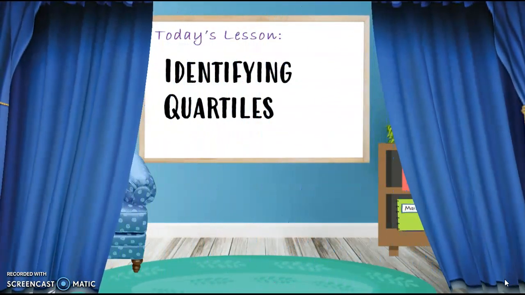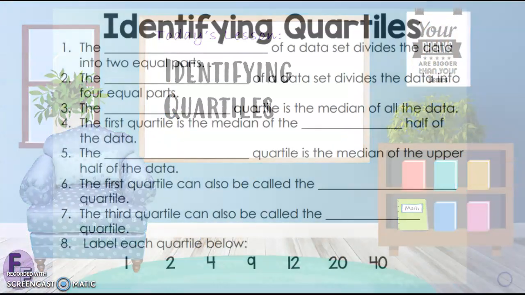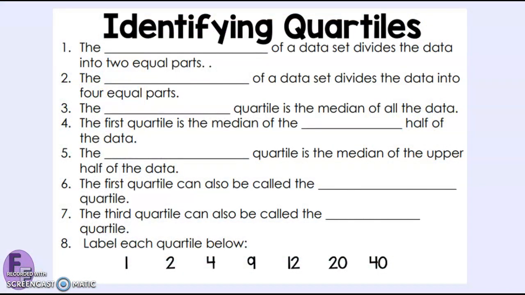Today's lesson, identifying quartiles. The median of a data set divides the data into two equal parts. The quartiles of a data set divide the data into four equal parts.